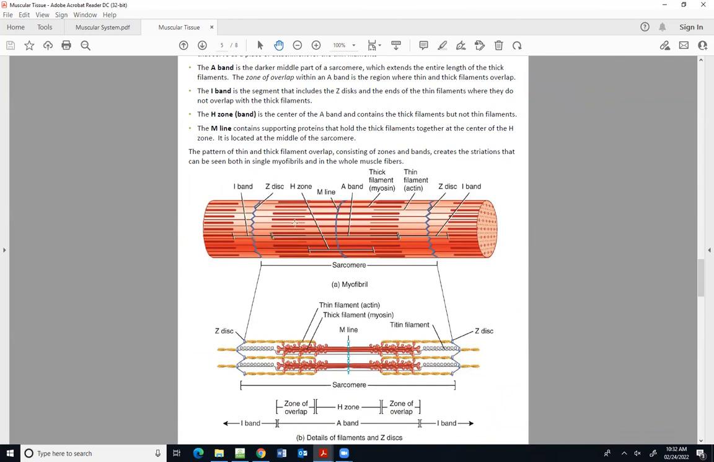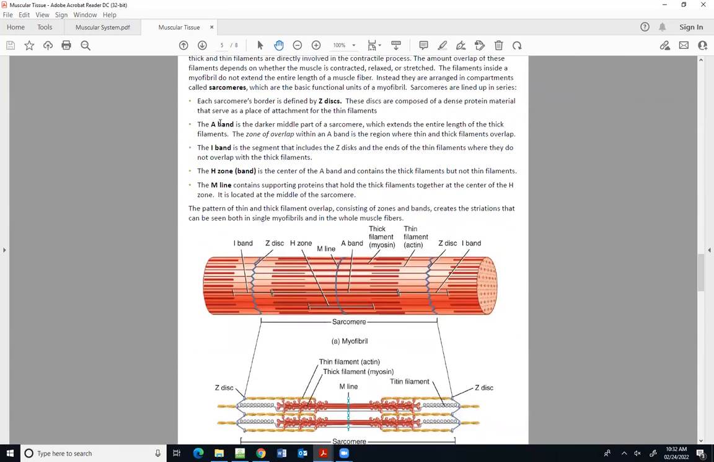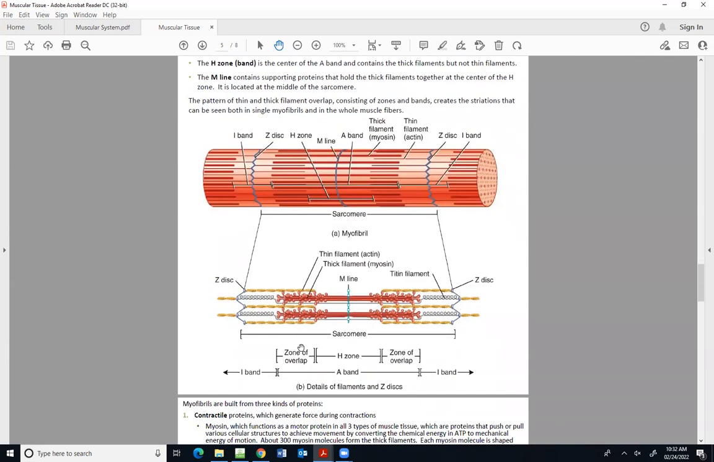We call these different regions zones or bands. Let's first talk about the A band. The A band is the darker middle part of a sarcomere, and it extends the entire length of the thick filaments. So where you can see the thick filaments on this side and on this side, from here to here is the A band. Down here it's illustrated thick to thick. That's going to produce those dark bands or dark striations.